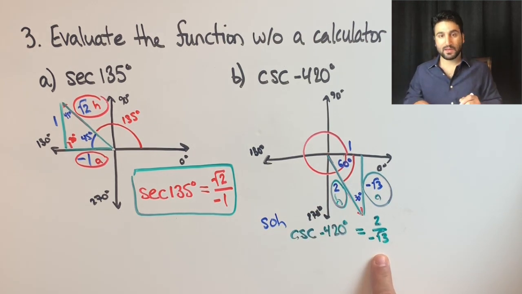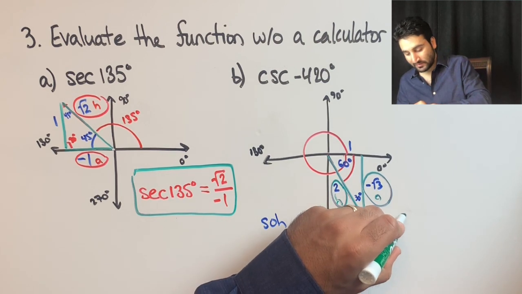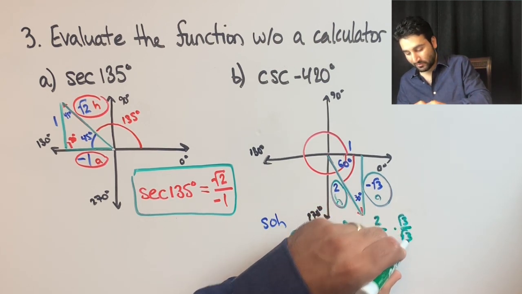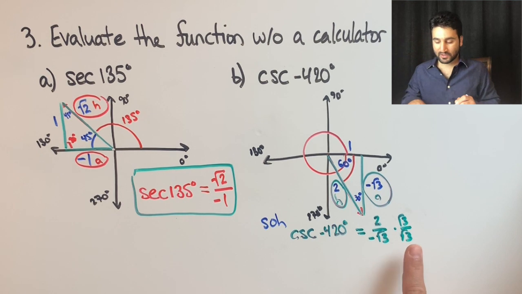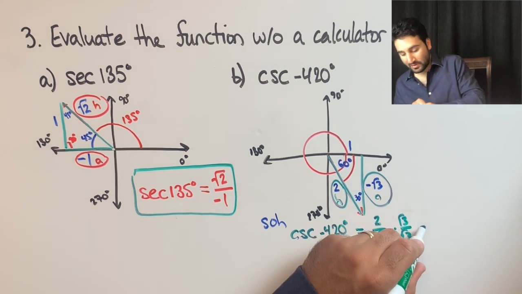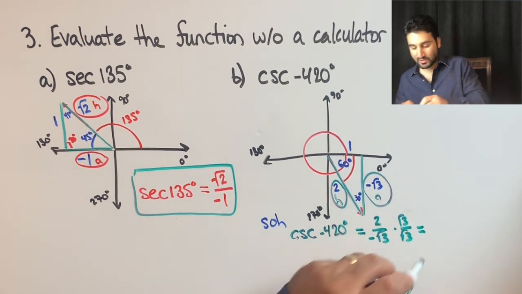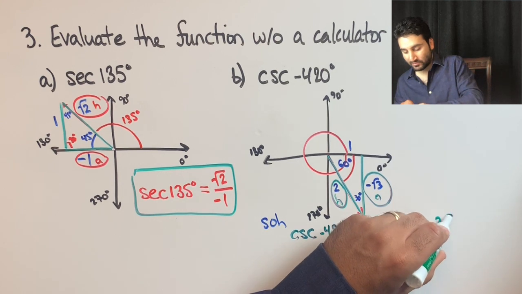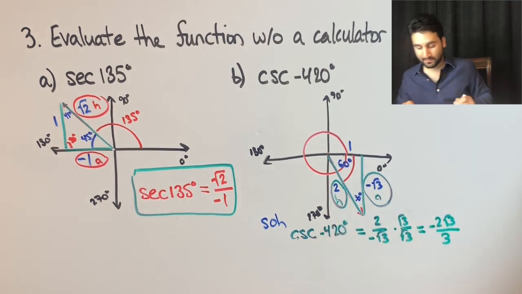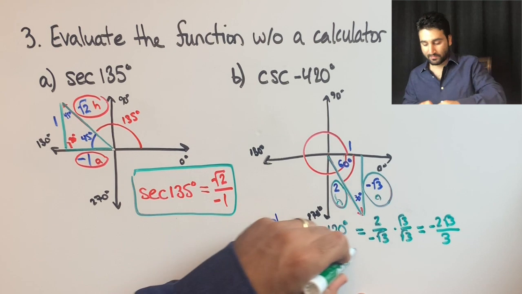We have to rationalize the denominator, so we're going to multiply this by root 3 over root 3, so that root 3 times root 3 becomes just 3. So this will be negative 2 root 3 over 3. And this is the answer to the problem.